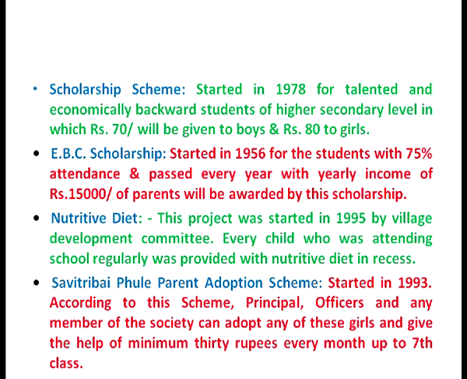This scheme was launched because some parents, due to their poverty, were not able to send their girl child to school. So this scheme was launched in the state of Maharashtra, in which the principal, the officers, the teachers or any member of the society can adopt the girls for their education, and a minimum of 30 rupees every month up to 7th class is provided to these girls as scholarship, as an incentive. So these were the schemes which were meant for economically backward children.